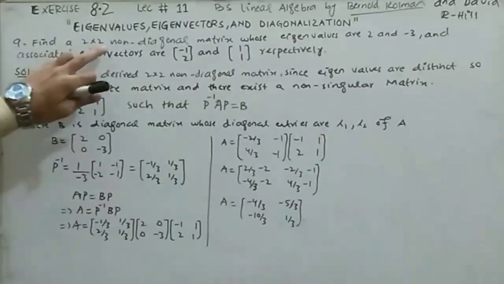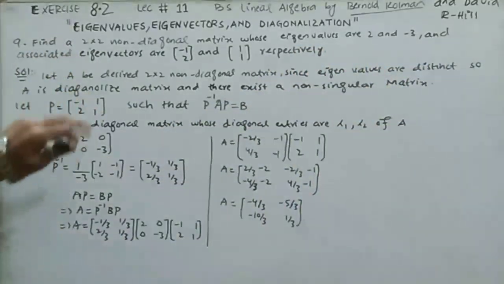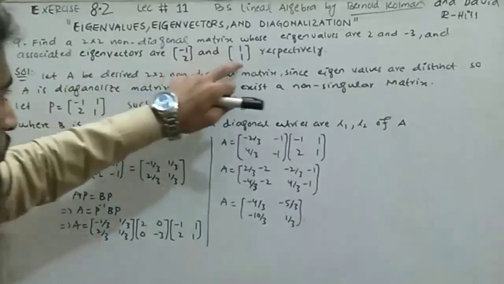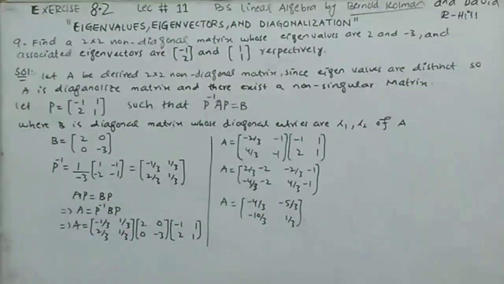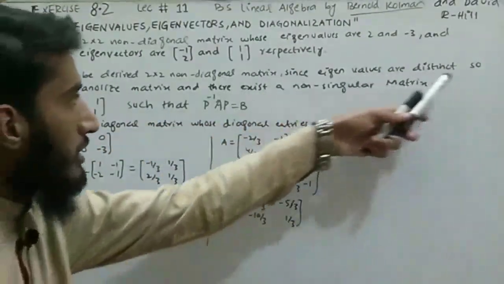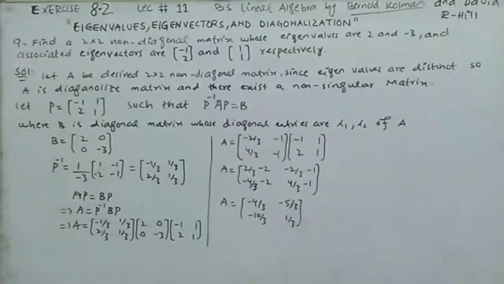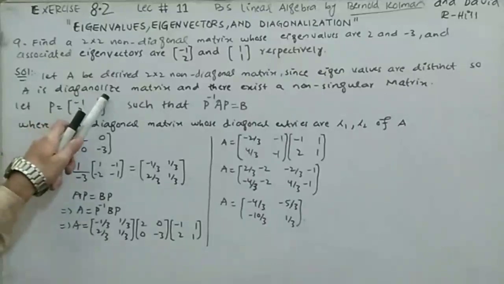It tells us to find a 2 cross 2 non-diagonal matrix whose eigen values are 2 and minus 3, and associated eigen vectors are minus 1, 2 and 1, 1 respectively. Move to solution. Let A be the desired 2 cross 2 non-diagonal matrix. Since the eigen values 2 and minus 3 are distinct and different, A is diagonalizable according to the theorem.